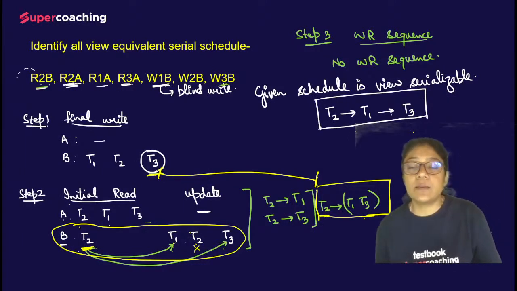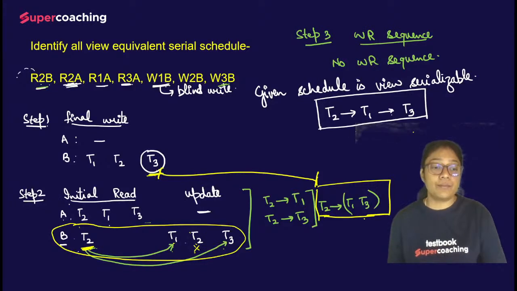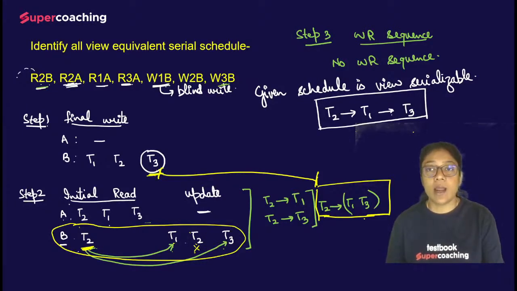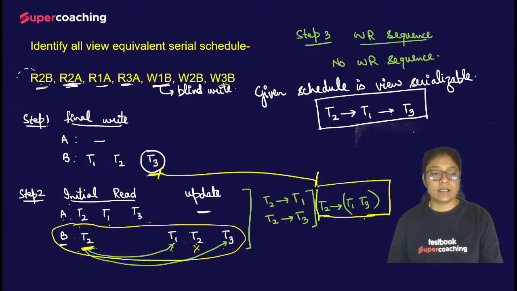So what does this mean? Simply, T2 should come before T1 and T3 should be at the end. So what is left in the middle? Transaction T1. Is this clear? Is it clear now?